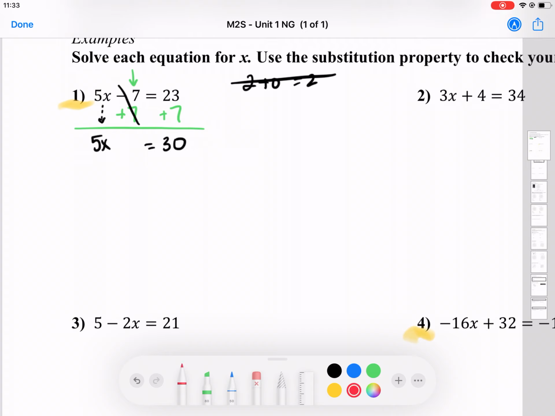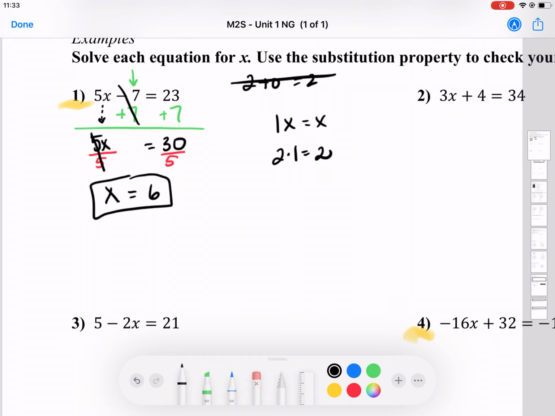At this point, we have 5x equals 30. This 5 and this x are multiplied together. The opposite operation of multiplication is division, so I'm going to divide both sides by 5. And that way, 5 divided by 5 is 1. 1 times anything, so 1 times x is just x. Same thing if I do 2 times 1, it's just 2, right? So that's why we just cancel that out and just say x equals, and 30 divided by 5 is 6.